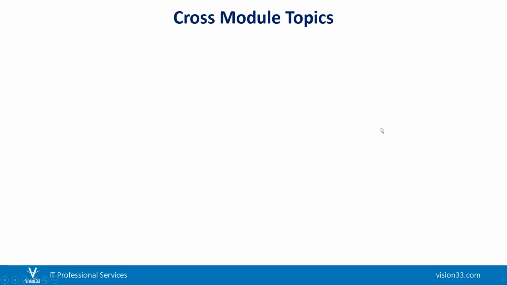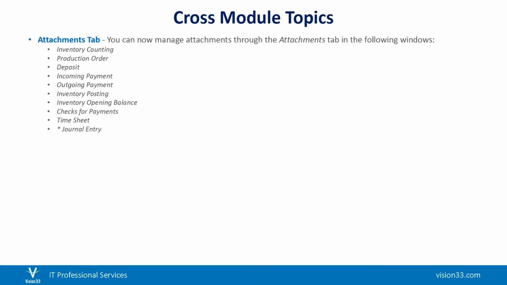Some topics that kind of cross everything in the application. We call them cross-module topics, right? So in the attachments tab, and this is a big deal, right? For years, there's been requests to enhance the ability to put attachments in other places. The number one place that I always knew about was a journal entry, right? To be able to put attachments. There was no attachments tab on that particular screen.